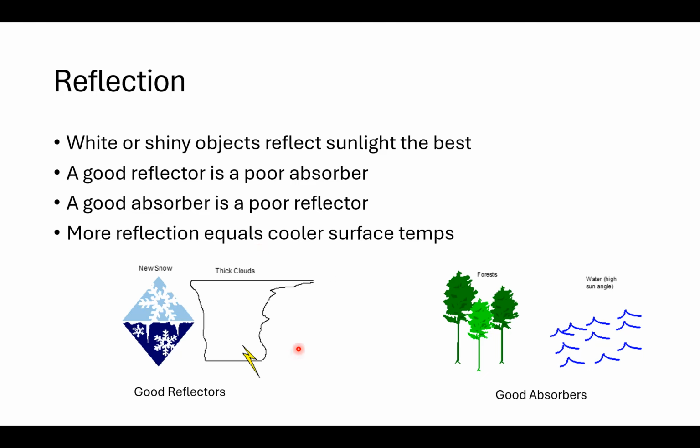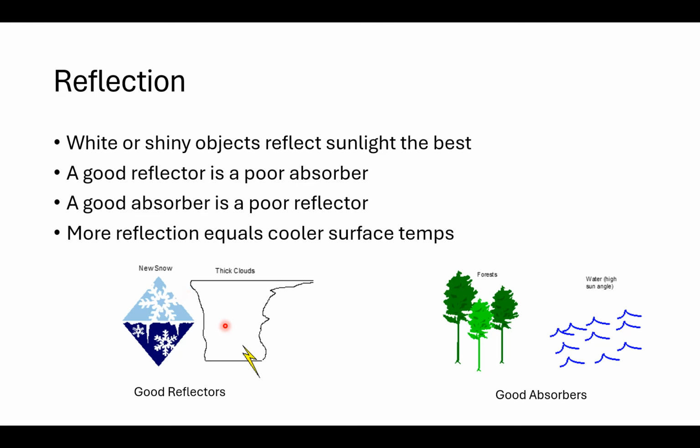So here are some examples at the bottom of good reflectors. Fresh new snow is a great reflector. This is really responsible for whether we get really frigid air masses to build up over Canada and over the northern U.S. in winter. If we have lower snow amounts and we have bare ground, again, that air mass is not going to reach its fullest cold potential.